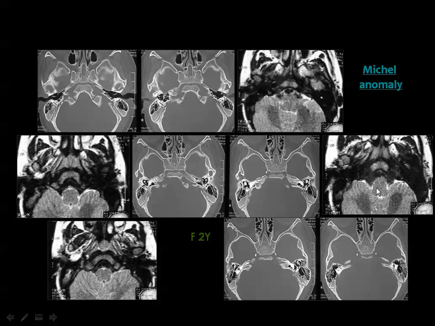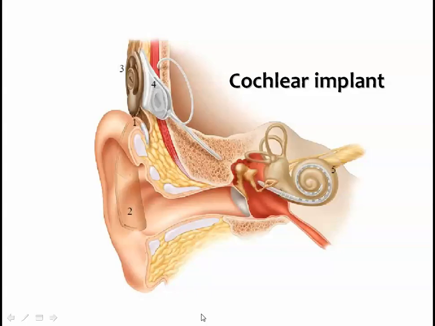This may be better appreciated by MRI, especially in the T2 weighted images, because you know that the inner ear is seen by virtue of the high signal fluid, endolymph, inside the inner ear structures. But here we cannot appreciate any high signal structures representing the inner ear on both sides. Then you know that there is total aplasia of the inner ear structures, and this is known as Michel anomaly.